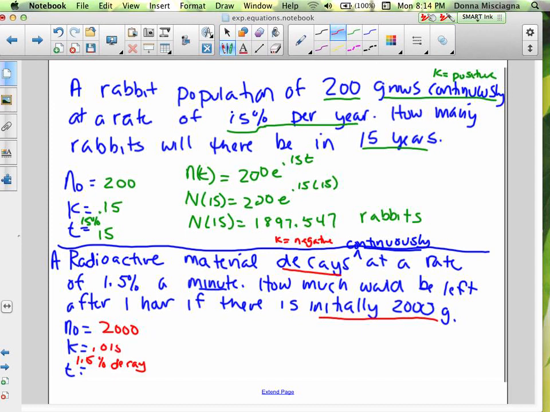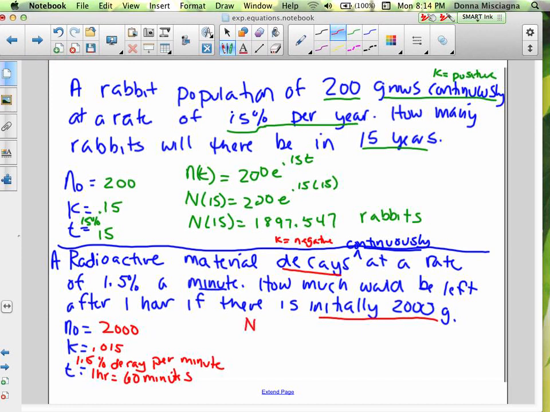All right, so we have K is going to be 0.015, and our rate here is decay per minute. And we want 1 hour, right? So we have to change that. 1 hour is 60 minutes. We can't use 1, right? Otherwise, it'll be wrong, because we won't have calculated for an hour. We will have calculated out for a minute, right?